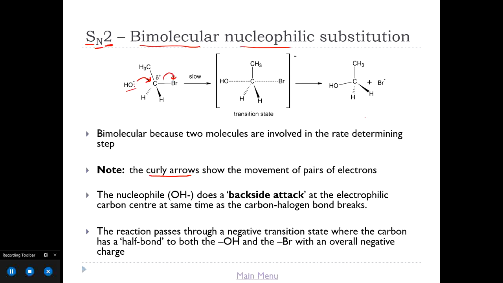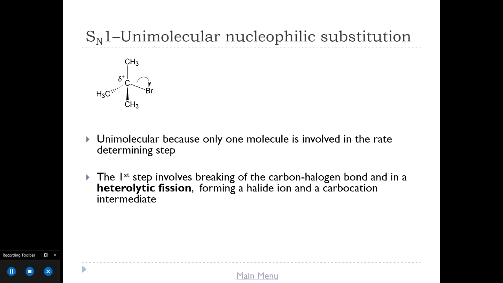Now, an SN1 reaction is our other type. So this we call a unimolecular nucleophilic substitution. Unimolecular because only one molecule or one atom is moving at the same time, which means that's the only one that's involved in determining the rate of reaction. So the first step in this involves a heterolytic fission. Remember, that means that both electrons are going to one atom. So it involves a heterolytic fission forming a halide. So this bond, before the hydroxide comes in and attacks or anything, this bond breaks. And both electrons go to the bromine.